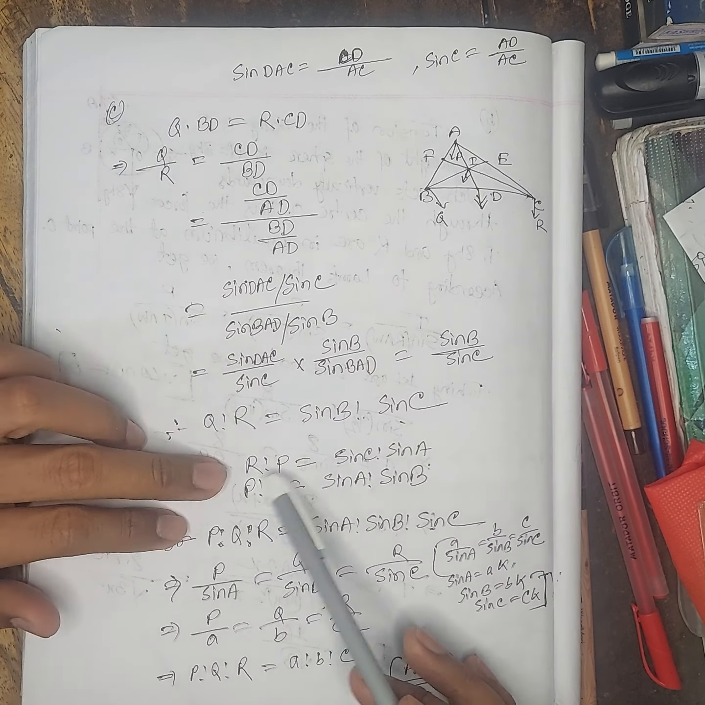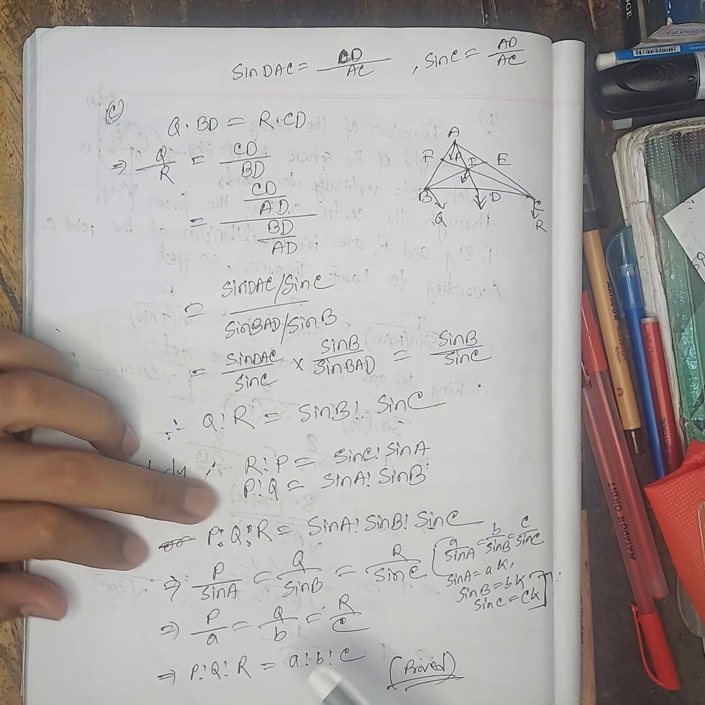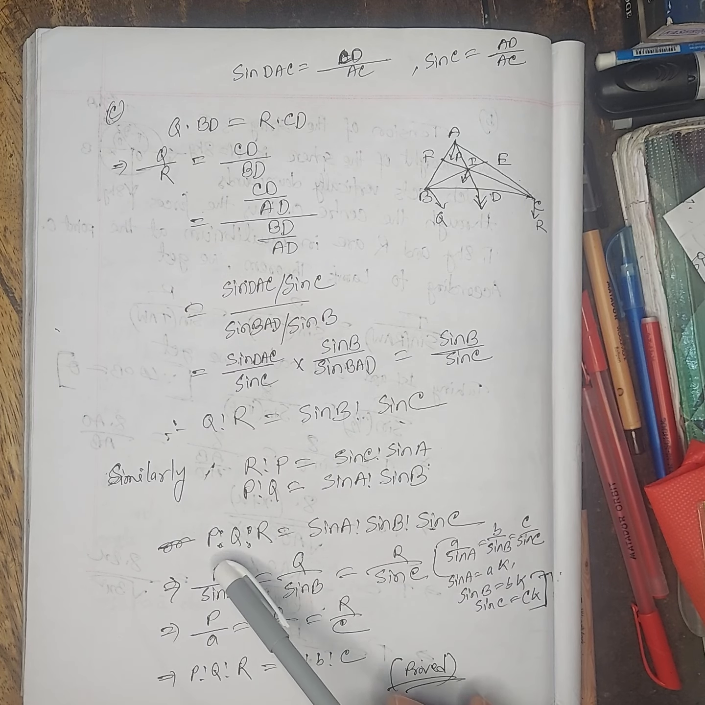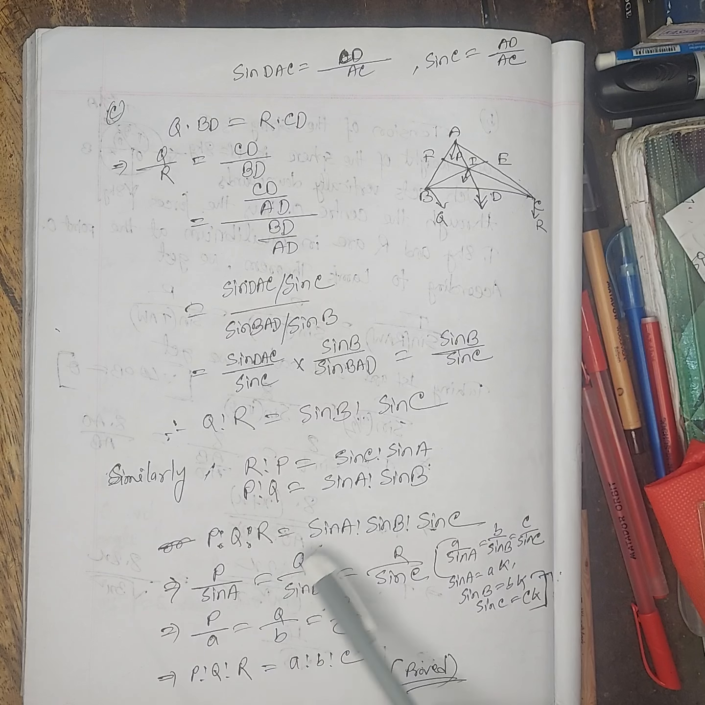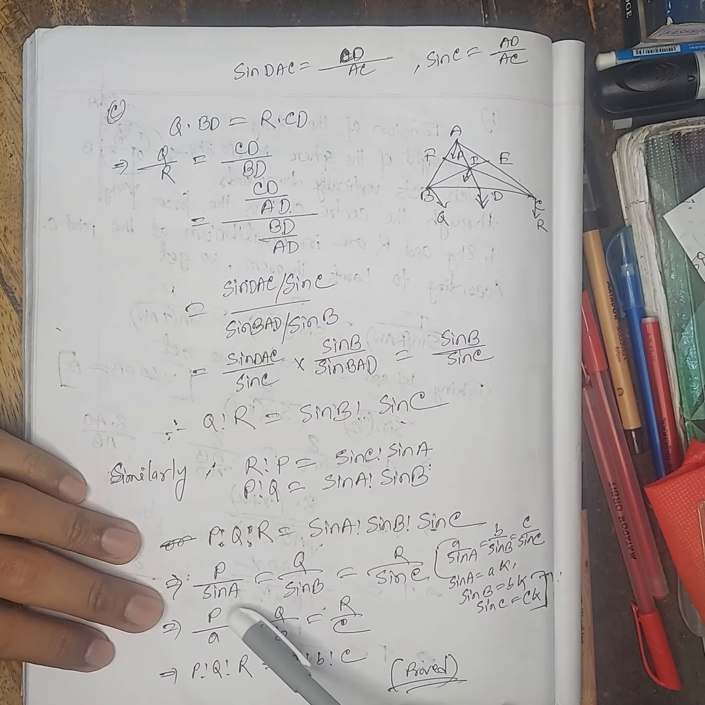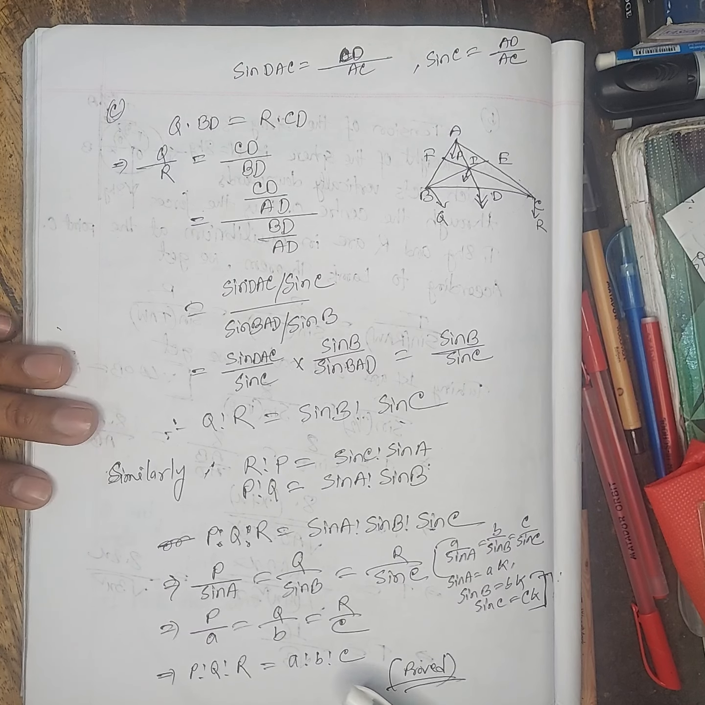Similarly, R is to P is equal to sin C to sin A. P is to Q is equal to sin A to sin B. So we get P, Q, R is equal to sin A, sin B, sin C. So P by sin A, Q by sin B and R by sin C are equal. P by a, Q by b, R by c are equal. So P, Q, R is equal to a is to b is to c.